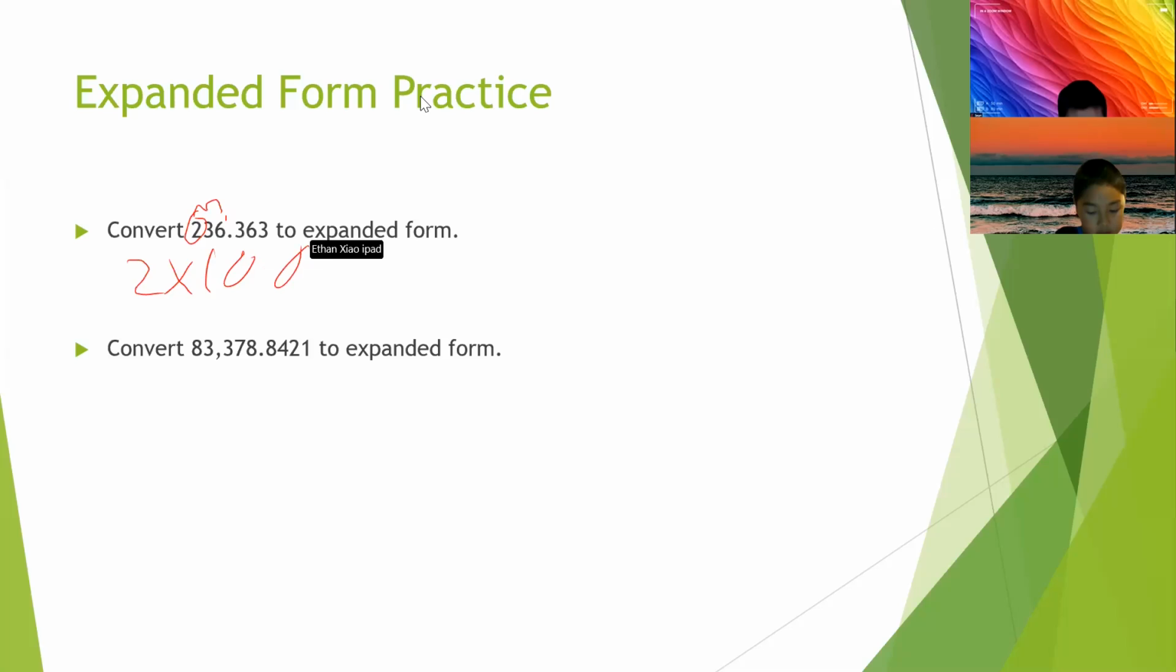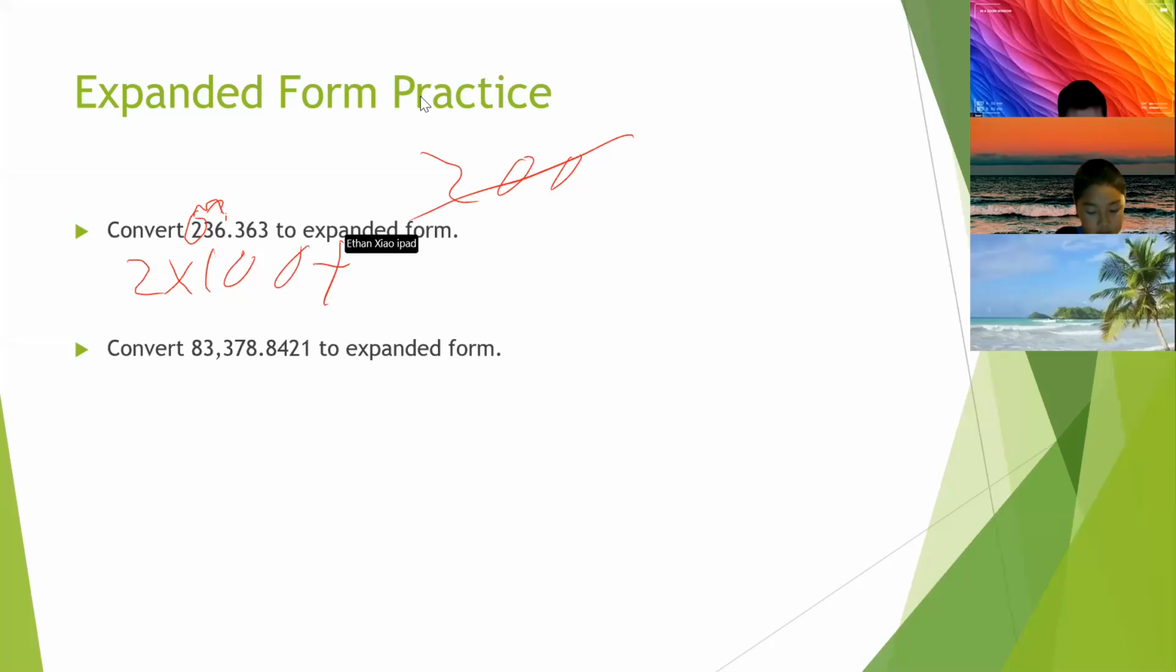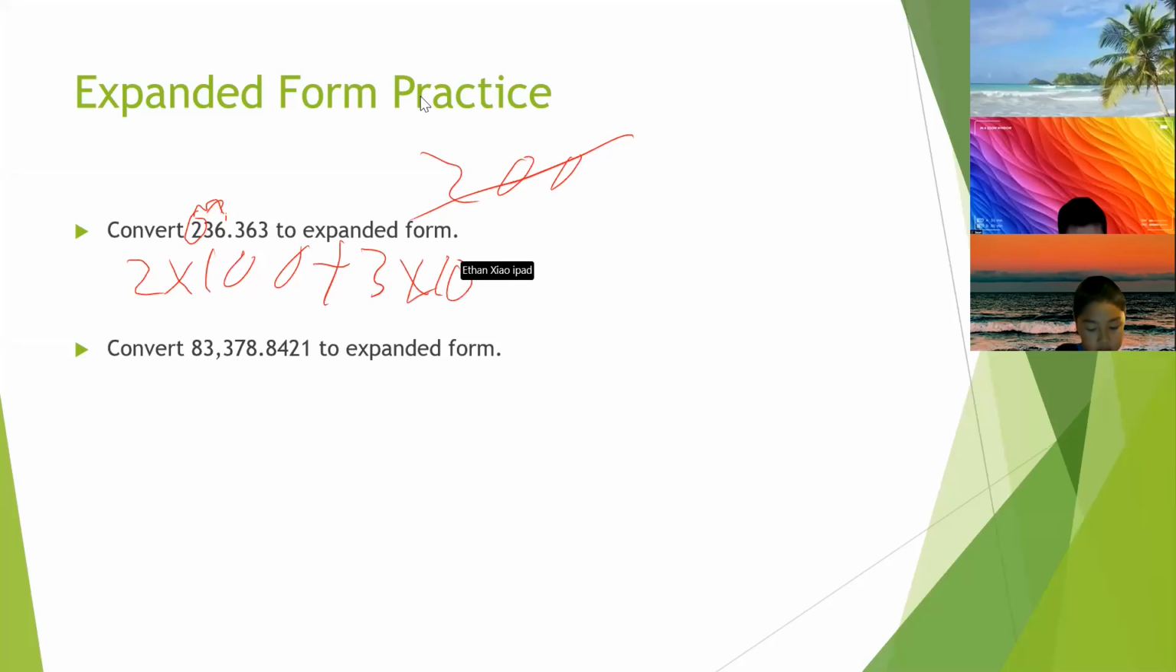Don't write it as 200 because that's not really expanded form. Expanded form is basically the digit times the place value. So that's how you want to write it. Next, we're going to look at the 3. Since that's 1 space away from the units digit, this is the tens place. So plus 3 times 10. And if we do the same thing for the 6, we know it's the units digit itself. So we're just going to add 6 times 1.